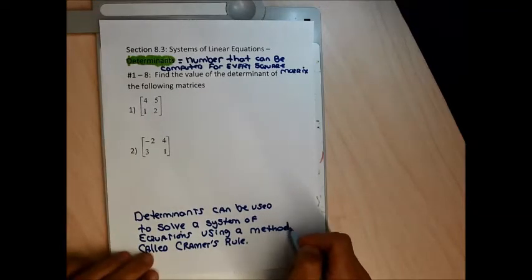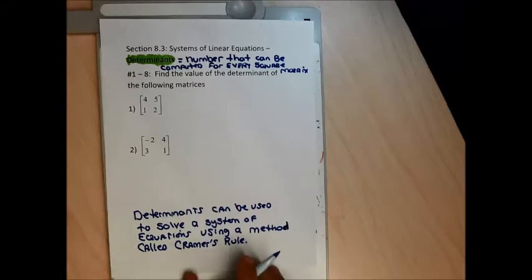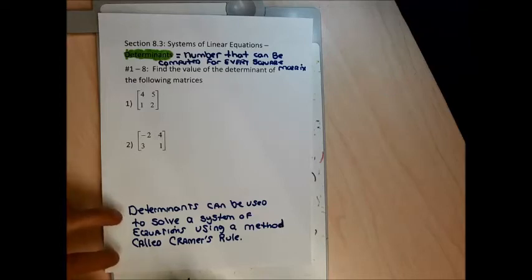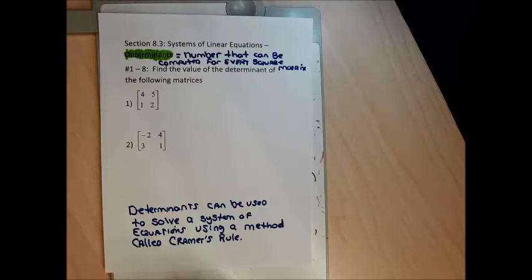And it was a big deal when I was younger because we didn't have technology, and solving a system of equations using Cramer's rule was a lot nicer than doing the row operations that we did in section 8.2, the elimination methods to get to an answer.